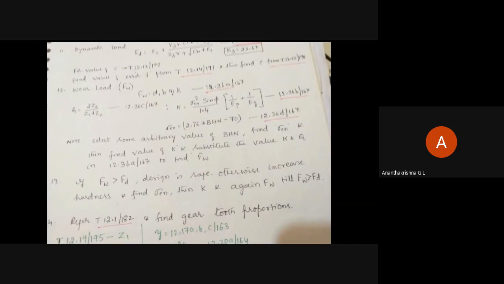So that's how we calculate the value of dynamic load. Please note this down: for value of C from table 12.12, find the value of error from table 12.14, then choose C from table 12.12. Just note down these two points. Then we'll go to wear load. Make it fast.